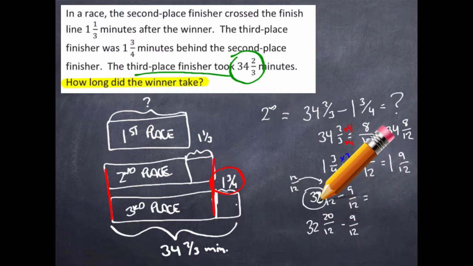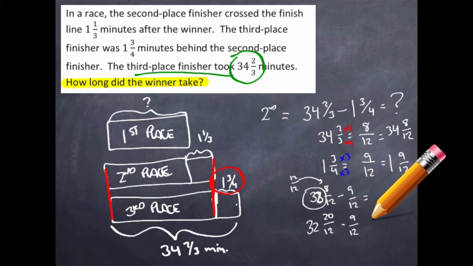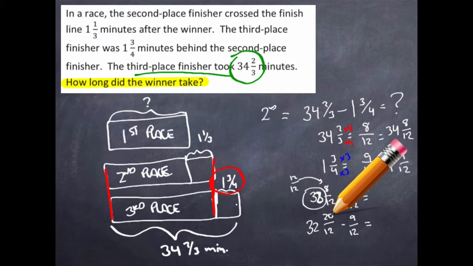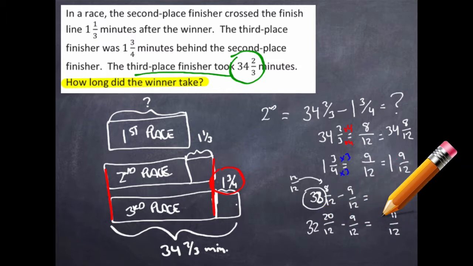9/12. Basically, I did that because my 8 wasn't big enough, right? I can't subtract 9 from 8. So I had to borrow 1 whole from here, which I wrote as 12/12, add it to my 8/12, that gave me 20/12. So now I can subtract. 20 minus 9 would give me 11/12, and I would keep my 32, nothing else to subtract there, so we would be good to go.